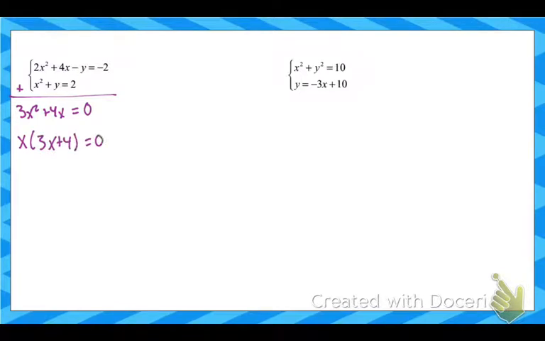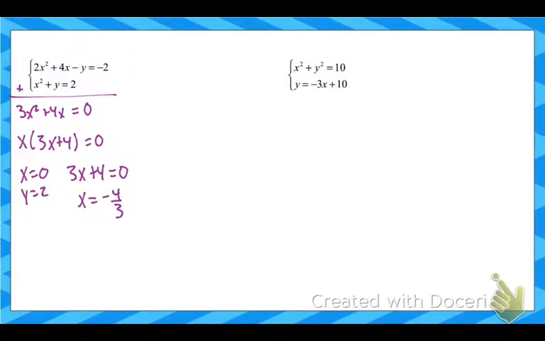I'm left with 3x plus 4. Now this is factored, so set each factor equal to 0. So x equals 0, and 3x plus 4 equals 0. Solve that second equation, and I get my two possible values for x. Now remember, since this is a system, each x does have a corresponding y as well. So I'm going to take that x value and plug it back into either of those equations. So if I plug it into the second one, then I would get 0 squared plus y equals 2. So when x equals 0, I get that y equals 2.